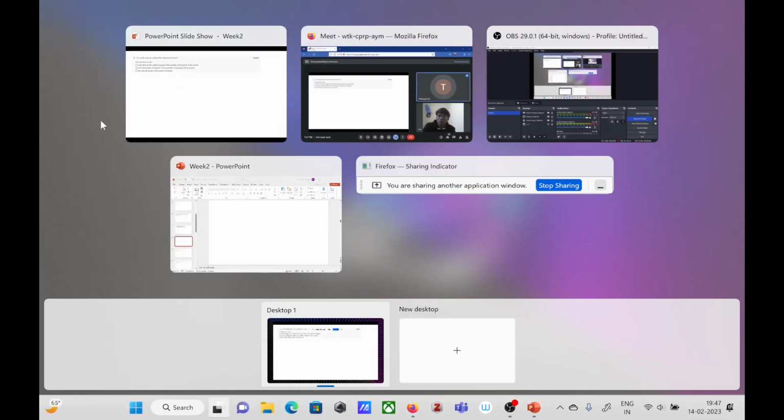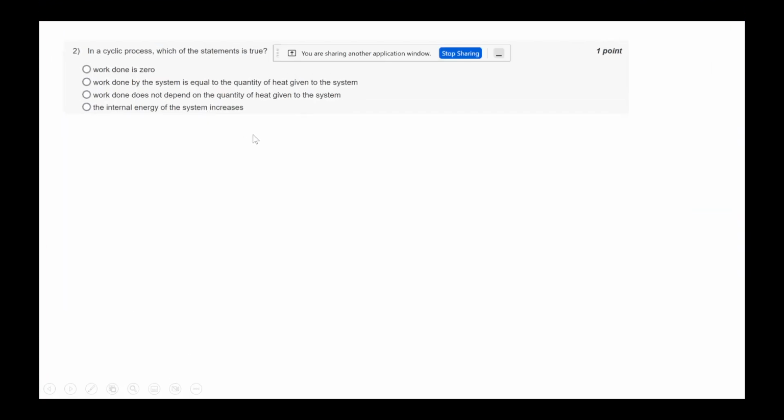I think, work done in a cyclic process, so the work done should not depend on... Let me think once. One minute. I can draw the picture in the meanwhile.